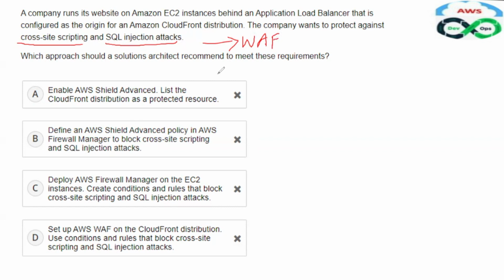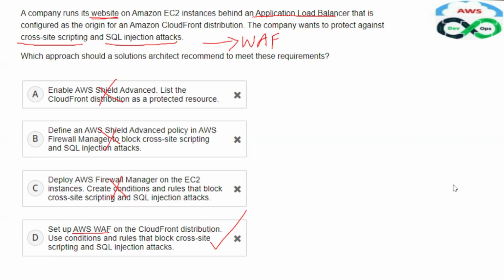So Shield Advanced, Shield is not needed here because they are talking about a website, right? Website or a web application. Whenever a website or a web application is given and it is registered behind a load balancer, it's very clear that it has to be WAF, right? So all the Shield things we can neglect. So basically the answer that is left is this. This is the correct answer. Set up a WAF on the CloudFront distribution, and use conditions and rules that block the cross-site scripting and SQL injection attacks, right?